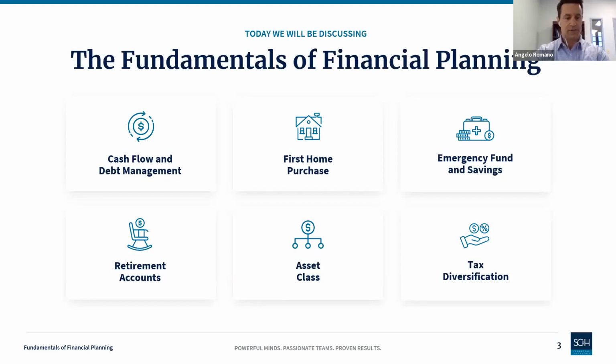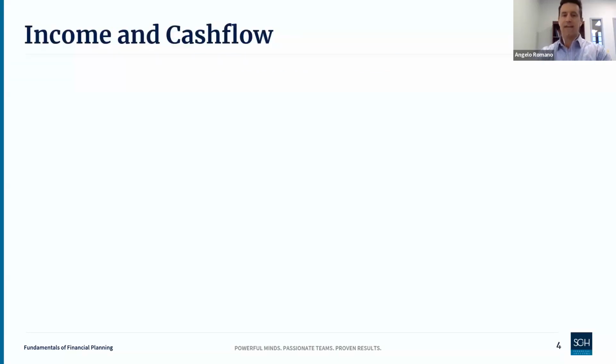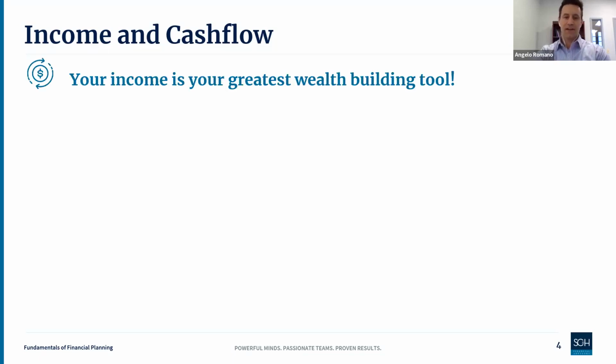So the first area that we're going to start with is income and cash flow. And you may be thinking, why are we starting there? This is about retirement and saving for the future, but saving for the future starts with your income. The reason that we're starting there is because your income is your greatest wealth building tool. Every month, every week, every year, you only have so many dollars that are coming in the door. And what you do with those dollars can have a huge impact on your financial situation.